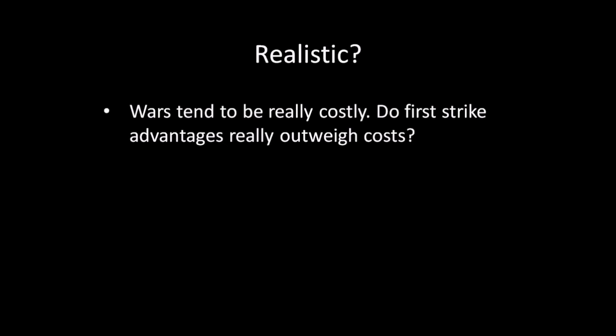All right, the last remaining question to address here is whether this is actually a realistic explanation for war. It certainly works in theory, but does it actually occur in reality? After all, wars tend to be really, really costly. And remember, in order for war to be rational here, the first strike advantages have to outweigh the costs. So the question that remains is, empirically speaking, do first strike advantages really outweigh the costs?